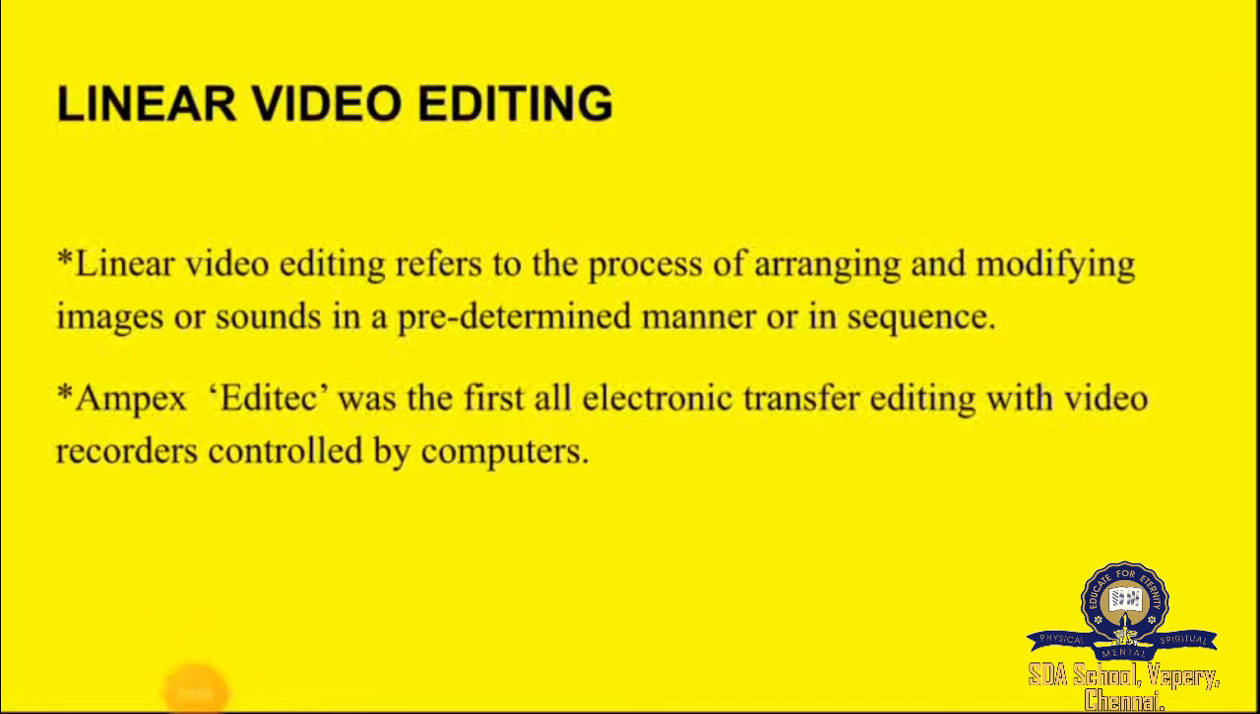Here, the original source recording is left unaltered and discrete video shots and sounds are re-recorded in a new sequence on the Edit Master. Here one or more videotape players and separate video recorders are used to piece together the final video footage. This is about linear video editing. It is the process of arranging and modifying images or sounds in a predetermined manner or in a sequence.